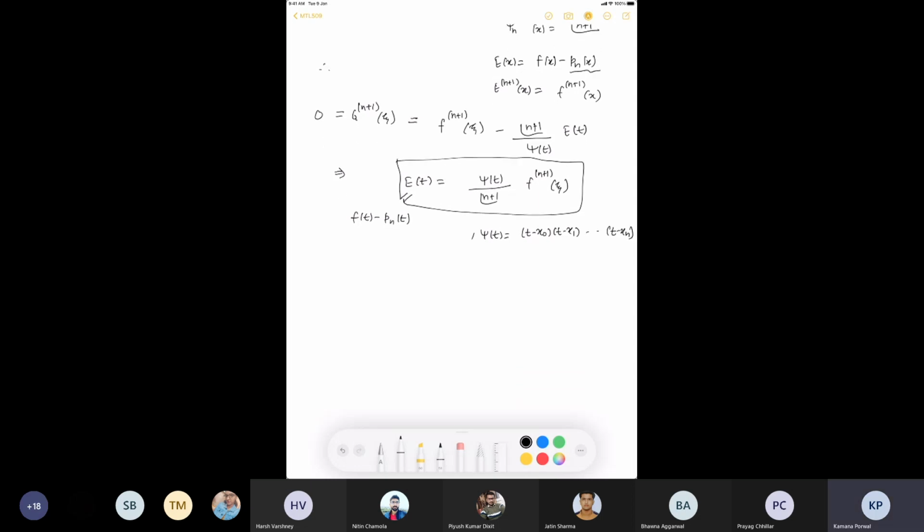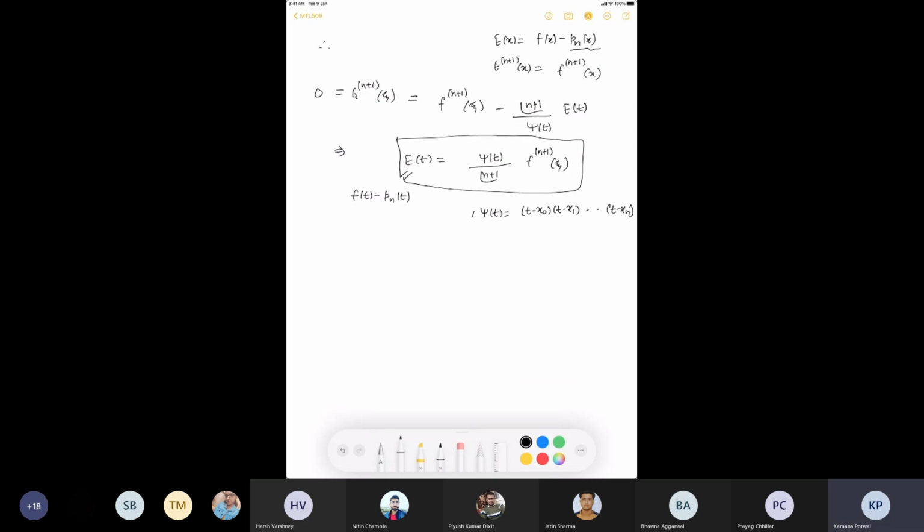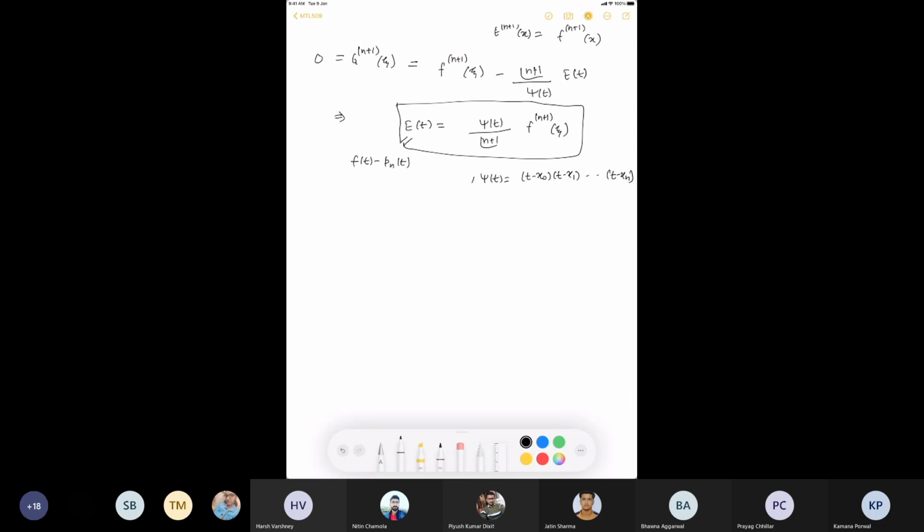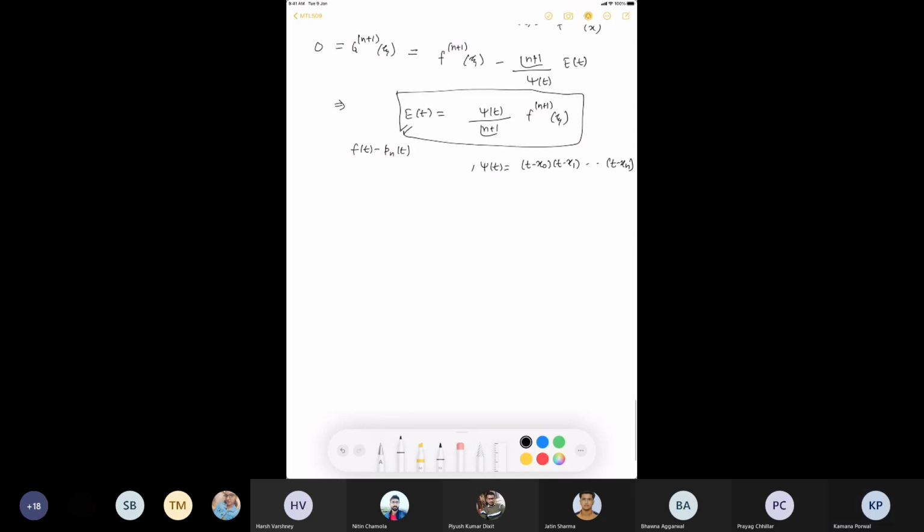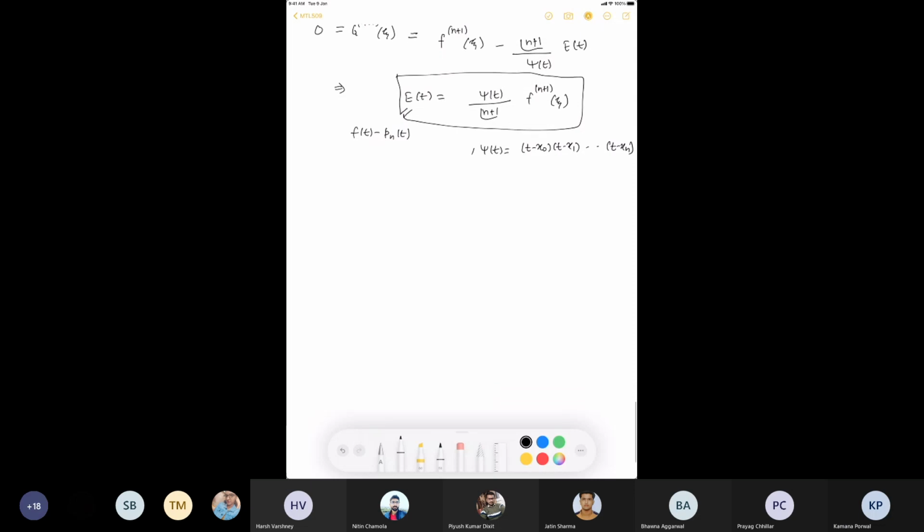Okay, so this is how the interpolation error will behave when you use the polynomial of degree n. All right. So is it okay so far? Yes, ma'am. Okay.